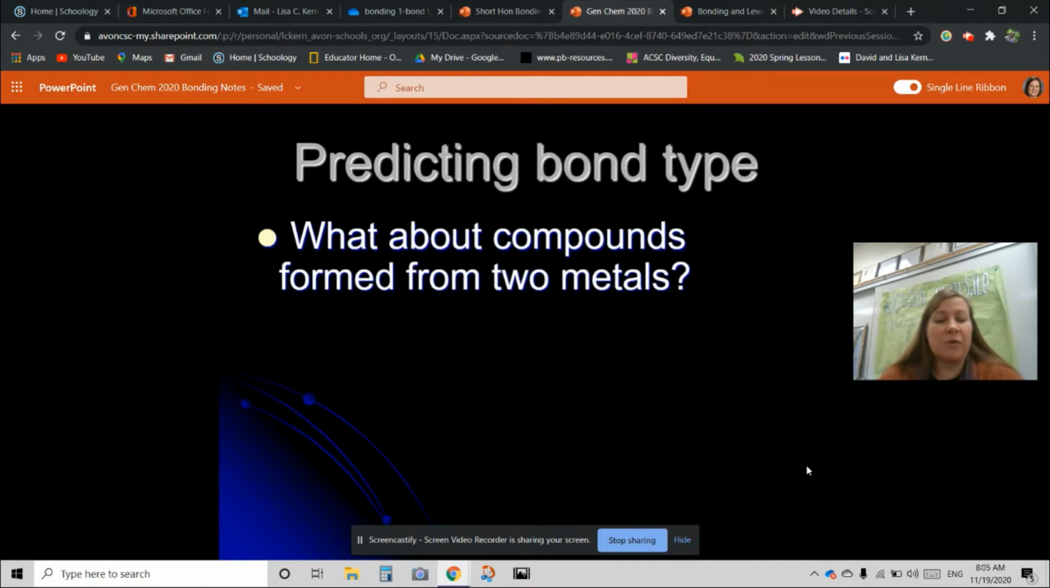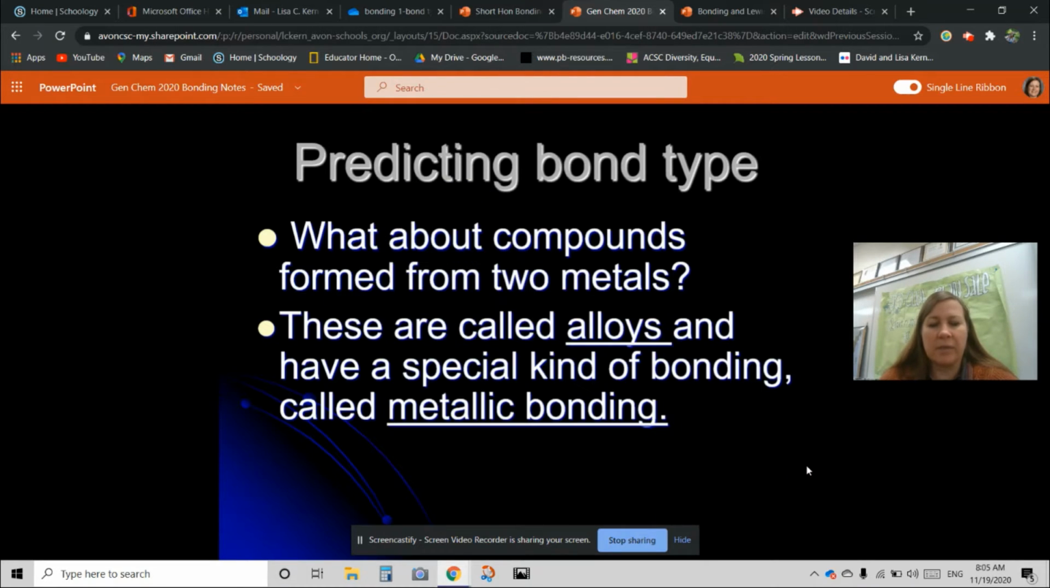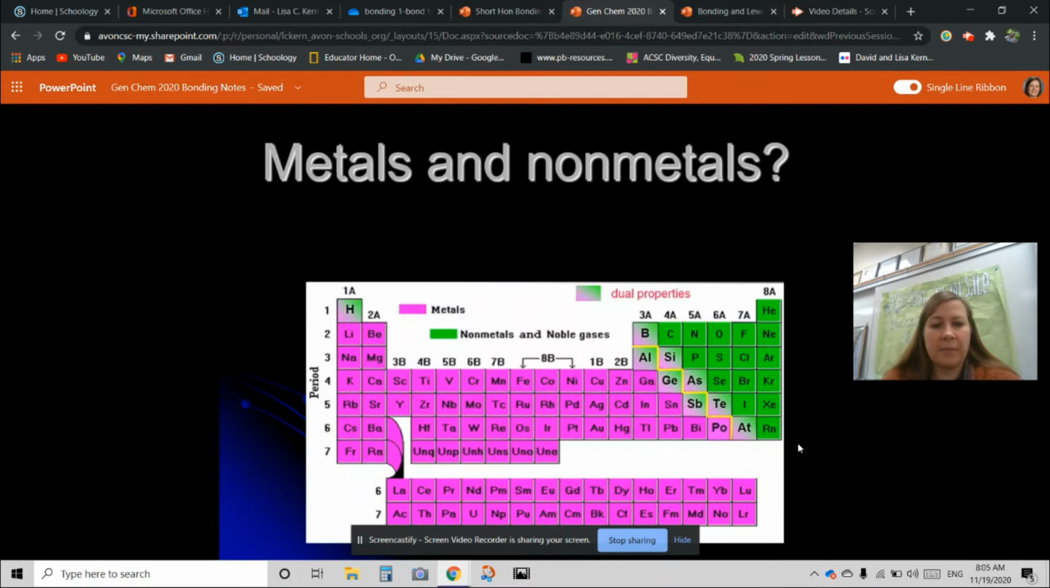So what about compounds formed from two metals? Well, they're not really compounds. It is something that exists. These are called alloys, and they have a special kind of bonding called metallic bonding. It's a bit unusual, and we'll talk about it later on. Right now, we're most interested in the other two, ionic and covalent bonds.